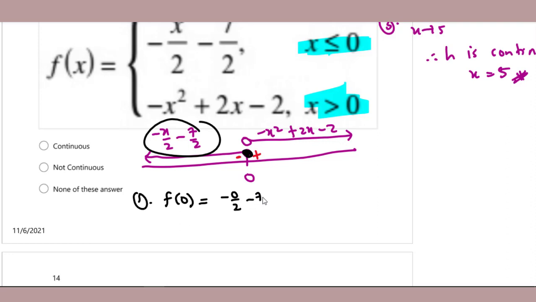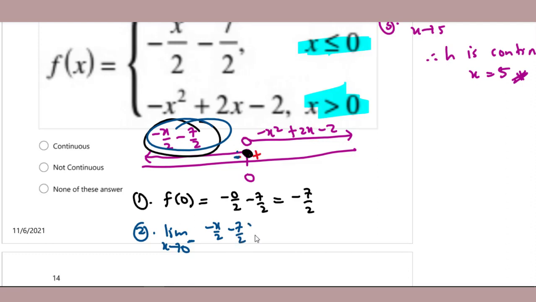And minus 7 over 2 is equal to negative 7 over 2. Then the second is find limit. Limit as x approaches 0 from left. Same function, take this one, negative x over 2 minus 7 over 2, substitute 0 minus 7 over 2 is equal to negative 7 over 2. Okay, still equal value, so continue.